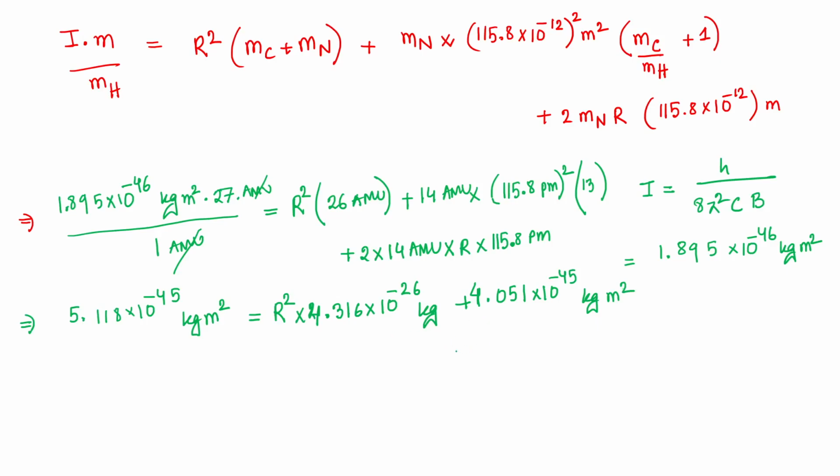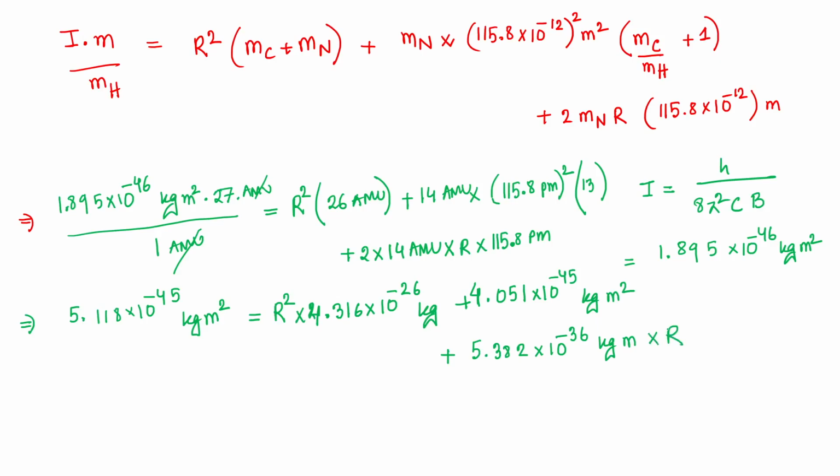Okay, and from this part we'll get something like the third term, 28 into 1.66 into 10 to the power minus 27, into 115.8 into 10 to the power minus 12, which would lead to 5.382 into 10 to the power minus 36 kg meter, but we also have R with us.